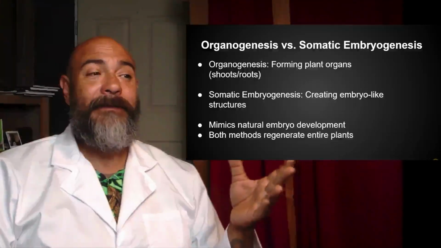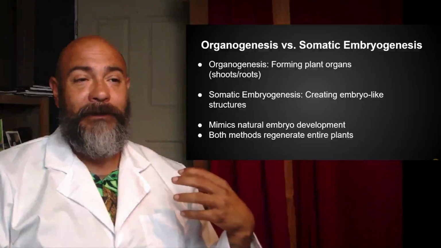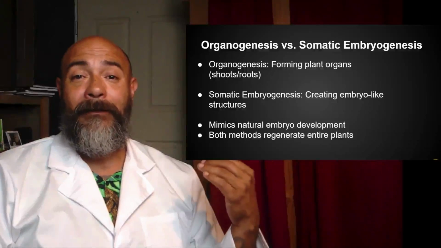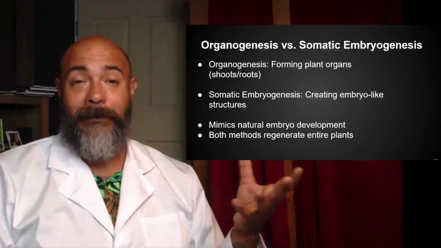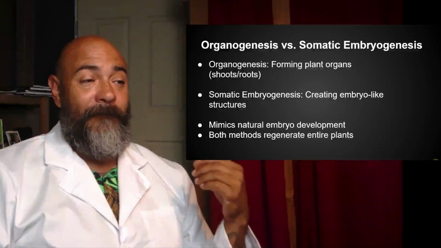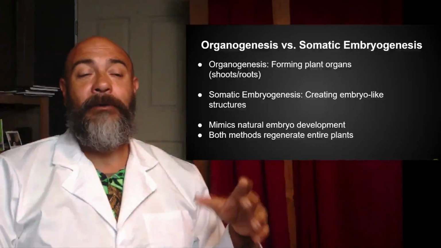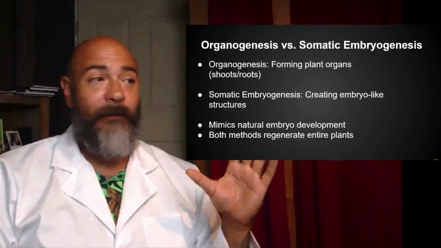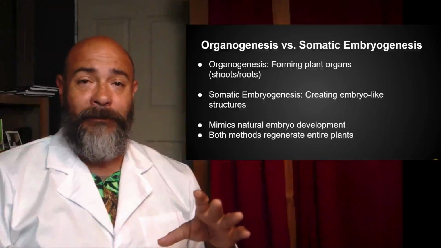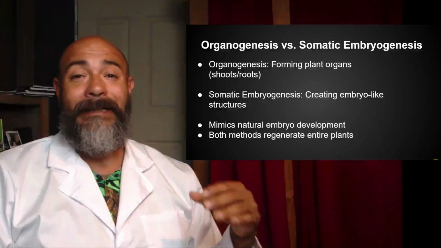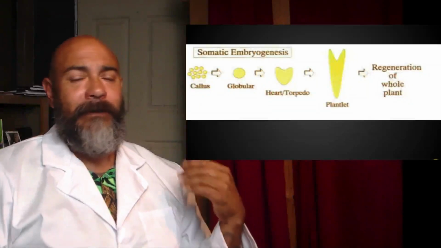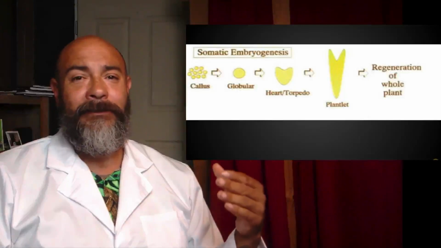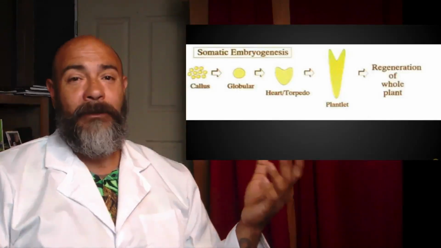Then you have somatic embryogenesis. Somatic embryogenesis is truly creating an embryo-like structure, like what you would find coming out of a seed embryo or a zygotic embryo. It very closely mimics the natural embryo development of a zygote. Both methods, whether it be organogenesis or somatic embryogenesis, will regenerate an entire plant. So here are some representations of what that looks like in the stages that you go through with somatic embryogenesis.